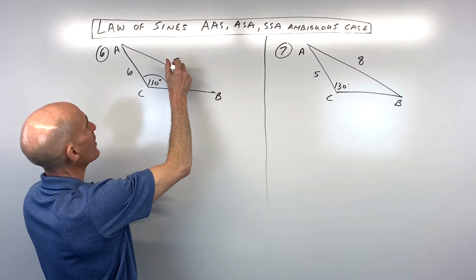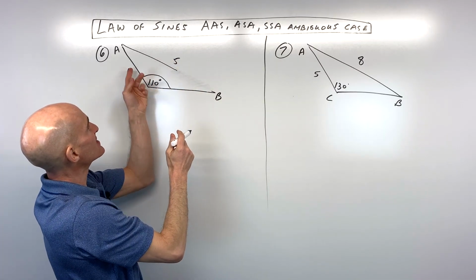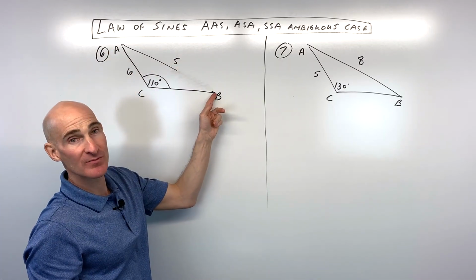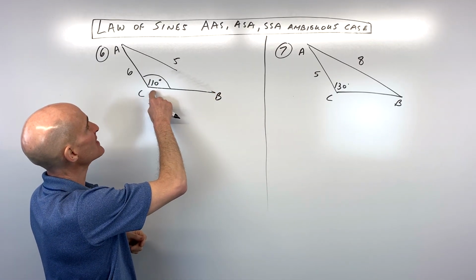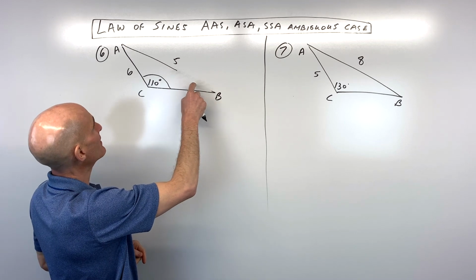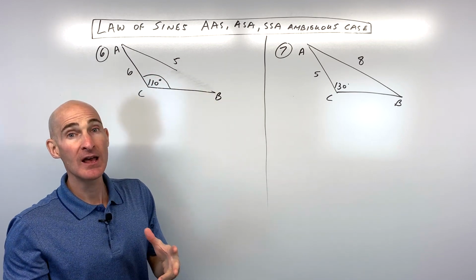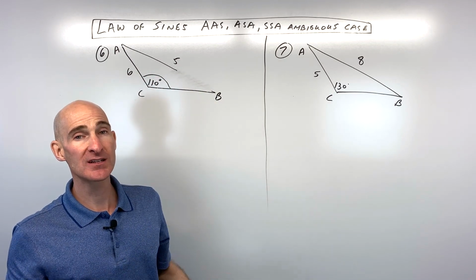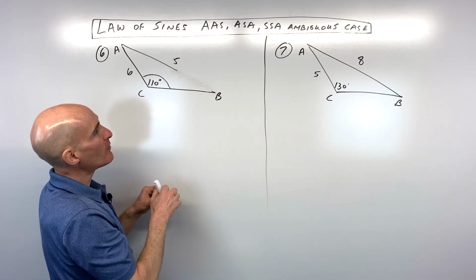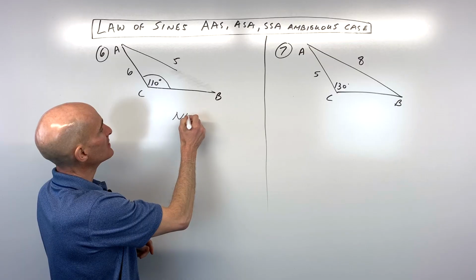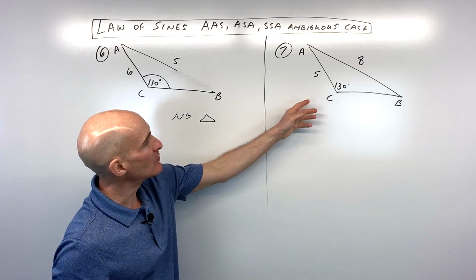Maybe it doesn't quite reach, because if this is 6, it's not going to extend to this point here. Now, say you didn't notice that and you just did the law of sines. I did sine of 110 over 5, sine of angle B over 6. I solved it, but I got an error on my calculator. So that's another way you can realize something's off here. So no triangle possible on number 6.